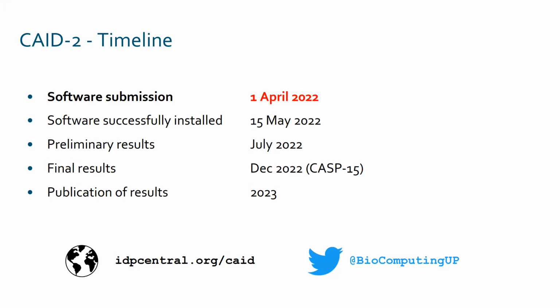So we're about to run the second round of CAID, and the deadline to submit the software is the 1st of April, 2022, so one year from now. And there is a phase of about a month and a half in which we support the submitters, or at least they support us, to install the software on our machines. So there is this lag phase in which we are in close contact to make this software work. Preliminary results will be published in July and final results in December. The idea is to get in sync with CASP, and the results will be published one year later.